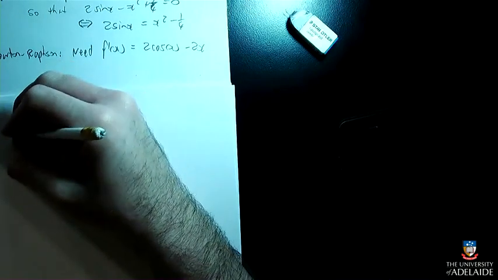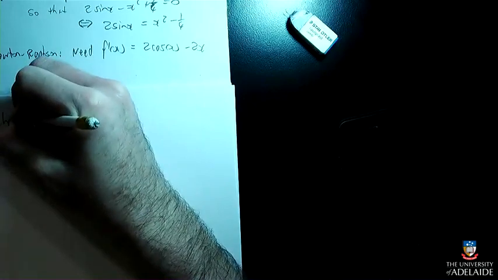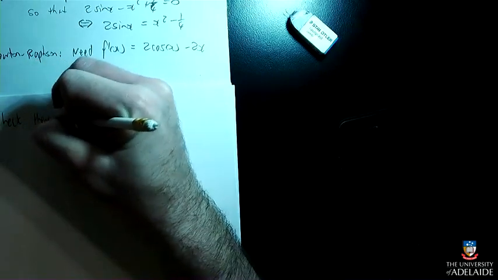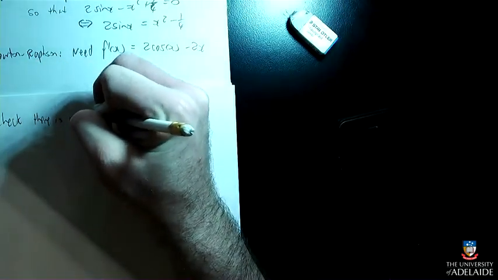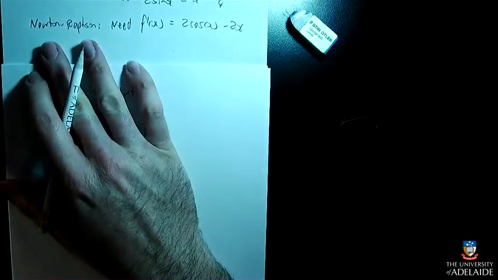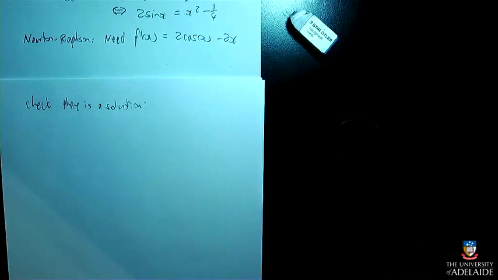Well, first it would be useful to know if it even crosses the x-axis in this zone, so we're going to need to start with that. So let's see. Check there is a solution. If there really was a solution, then at some point in this zone it should be negative and at some point it should be positive, so that it has to cross the x-axis somewhere in between.